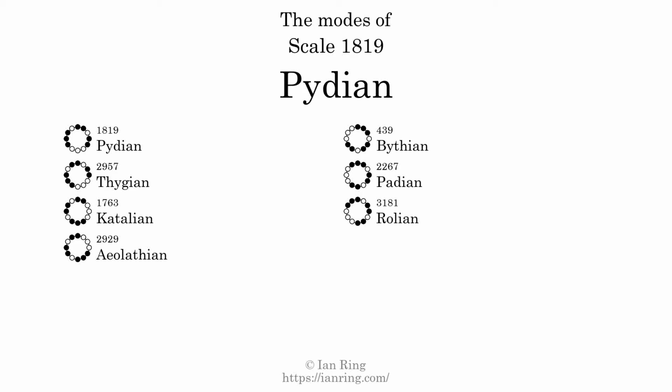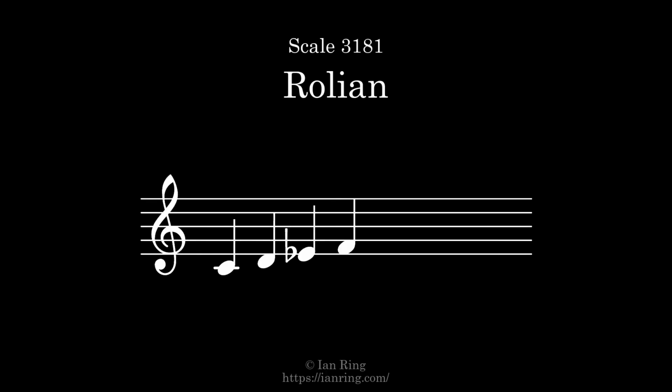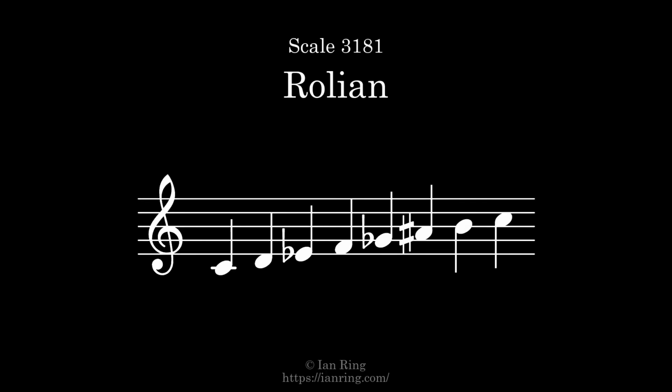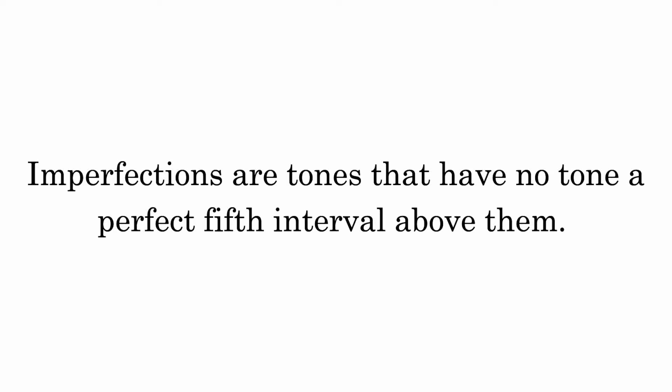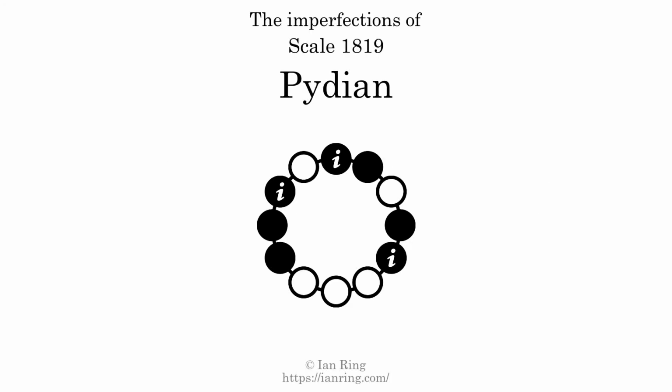The seventh and last mode is scale 3181, also known as Rollian. It sounds like this. Imperfections are tones that have no tone a perfect fifth interval above them. This scale has 3 imperfections. They are at positions here, here, and here.